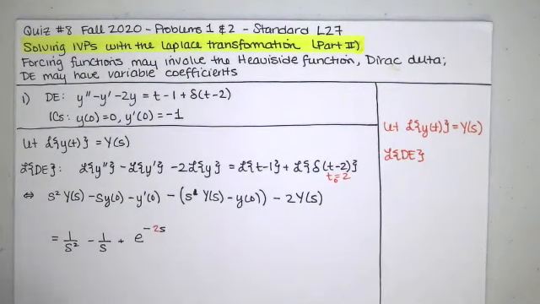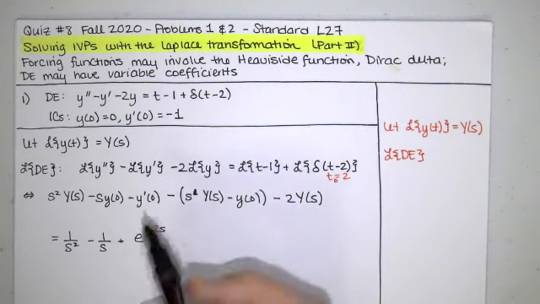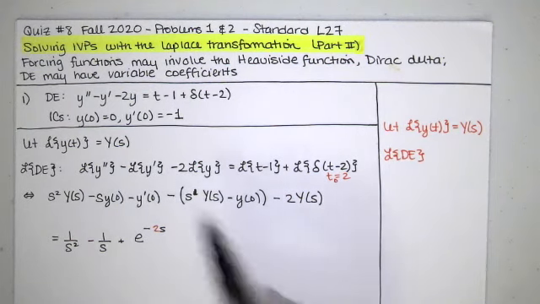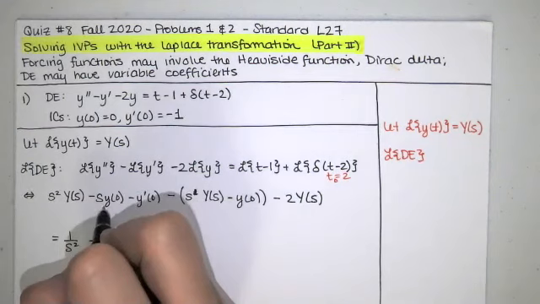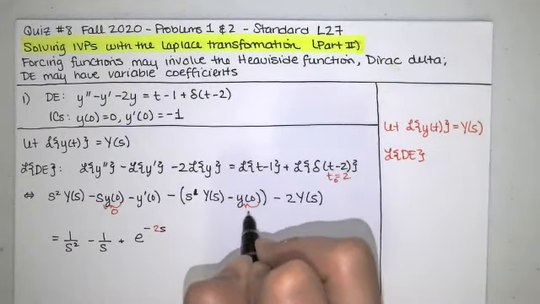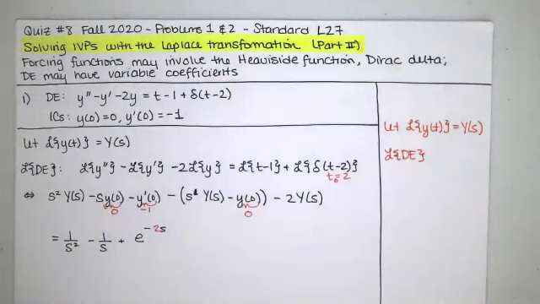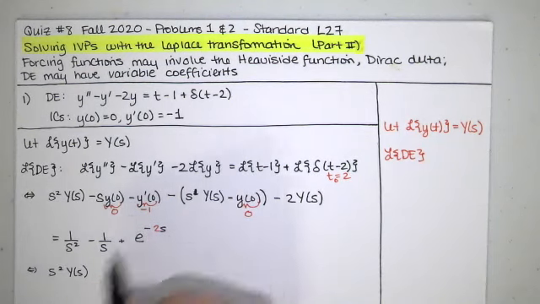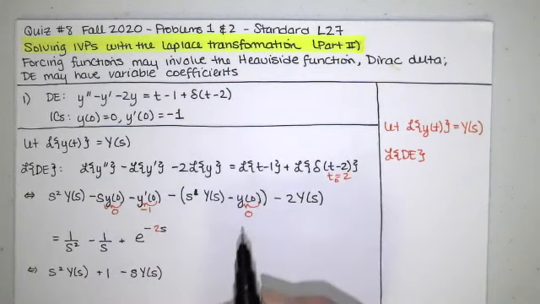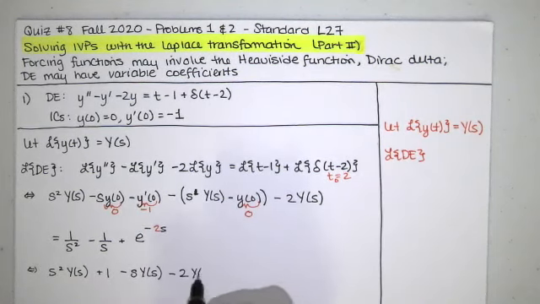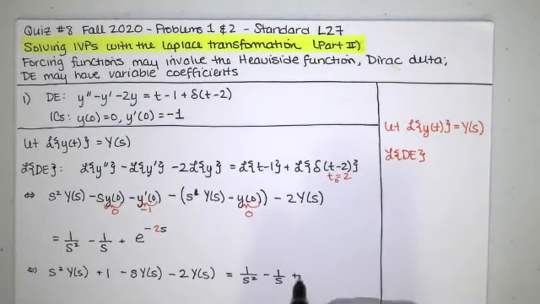Okay, so now we just have to substitute in our initial conditions, or the values of y of 0 and y prime of 0, and then we will solve for Y of s. So y of 0 turns out to be 0, and y prime of 0 turns out to be -1. So what we get here is s squared times Y of s minus a -1, that's +1, minus s times Y of s minus 2 times Y of s equals 1 over s squared minus 1 over s plus this exponential function.